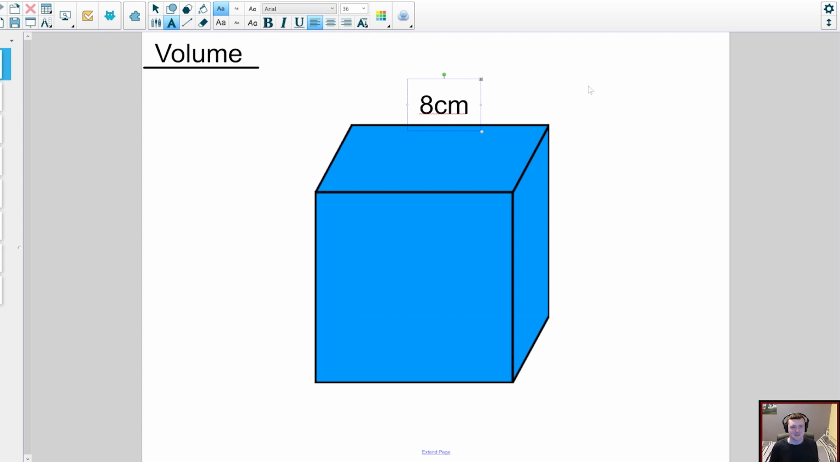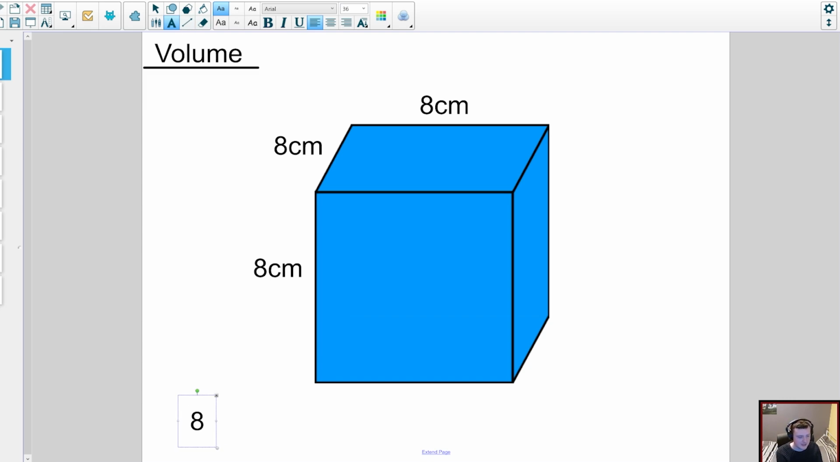Let's say this is 8 centimeters long, okay? We're going to work out the dimensions of this cube. It's a cube, so we know that all of the dimensions are going to be 8 centimeters. So this is going to be 8 centimeters tall and 8 centimeters deep and 8 centimeters wide. And so to work out the volume of this, we're going to multiply the 3 dimensions together. We're going to multiply the width, the depth, and the height, or the width, the length, and the depth, whatever you want to call it.